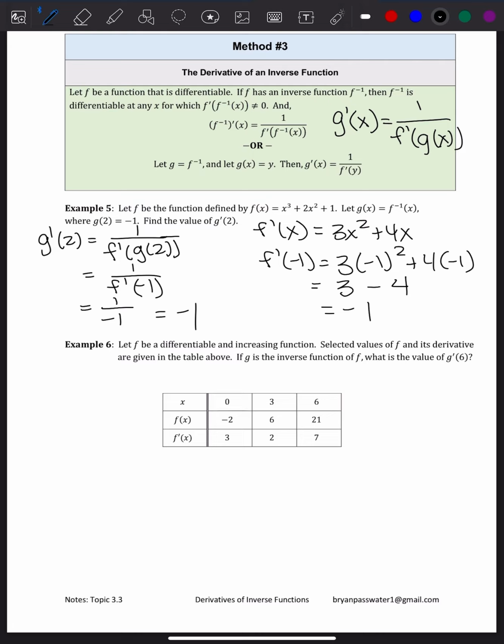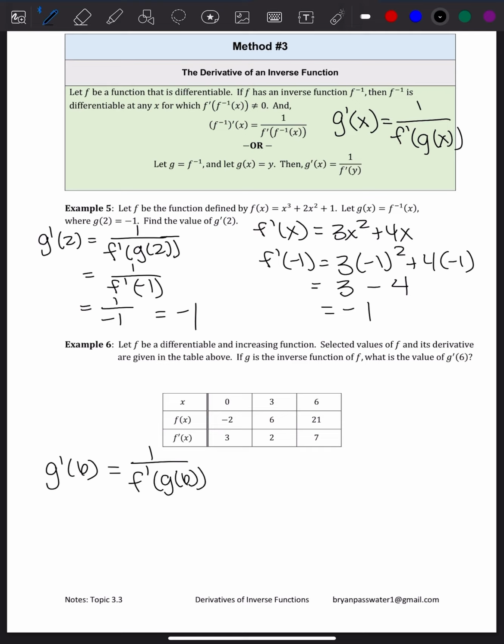When we have tables, it becomes a little bit harder. So we still are dealing with our same type of function. So f is a differentiable and increasing function. Selected values of f and its derivative are given in the table below. If g is the inverse function of f, what is g prime of 6? So we're looking for g prime of 6. This means we need 1 over f prime of g of 6.